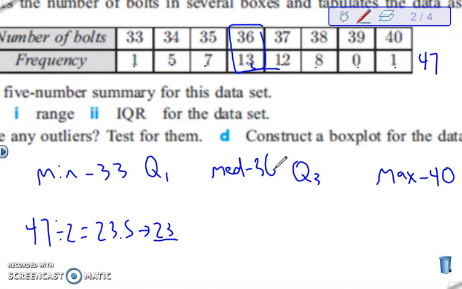Let's do the same thing on the other side. So again, 23 divided in half, 11.5. So I need to count 11 terms from each side. So to get Q1, I go 1 plus 5 is 6, 6 plus 7 is 13. I only needed 11 terms, so that means it's going to be one of the 35s.